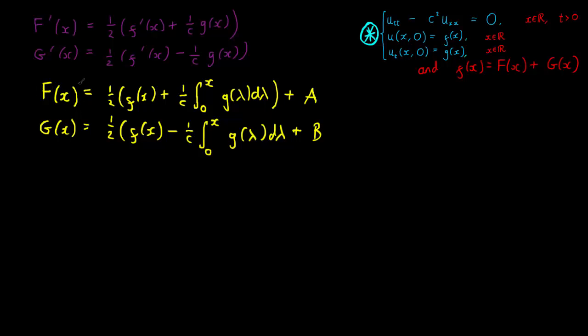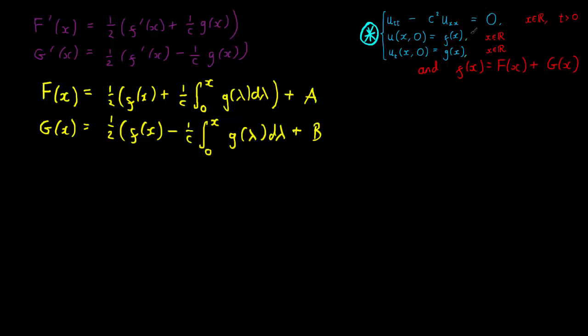So integrating the first one, we get F of x is equal to a half times the integral of f prime, which is just f, plus 1 over c times the integral of g, plus an arbitrary constant. And similarly, integrating the second equation, G of x is equal to a half f of x minus 1 over c times the integral of g, plus some arbitrary constant. So we've introduced a couple of arbitrary constants here, a and b.